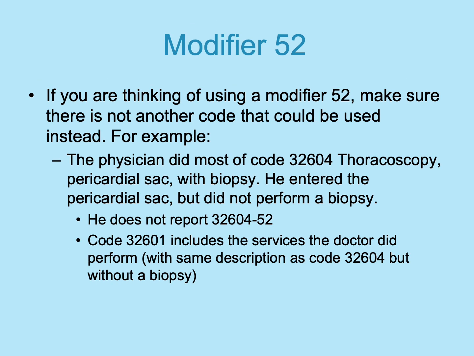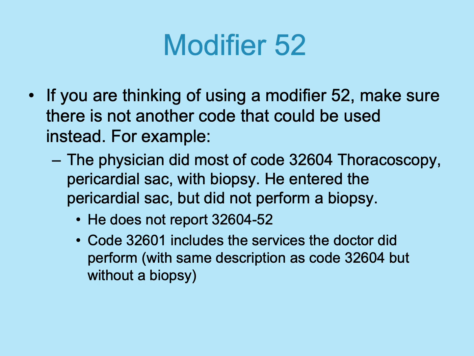Now the tricky part of modifier 52 is that you have to look and see if there's another code that includes the elements that were done, okay? Make sure it's not a code that includes what was done, so you wouldn't use the 52, you report that code instead. So here's an example. The physician did most of code 32604, thoracoscopy, pericardial sac with biopsy. He entered the pericardial sac but did not perform the biopsy.